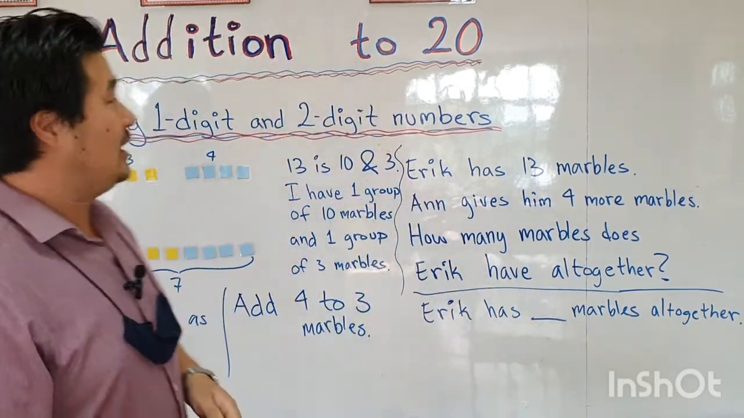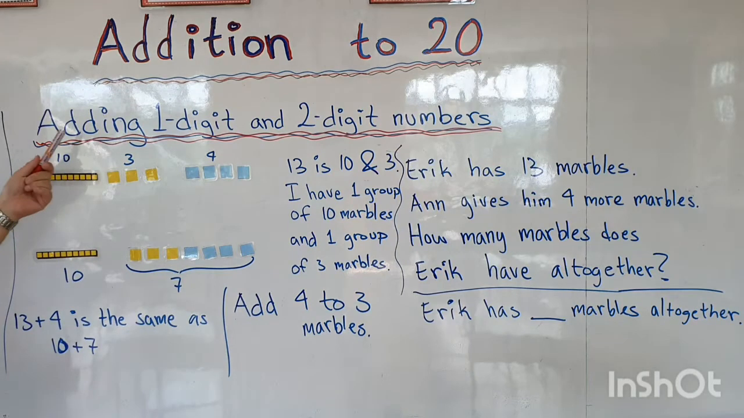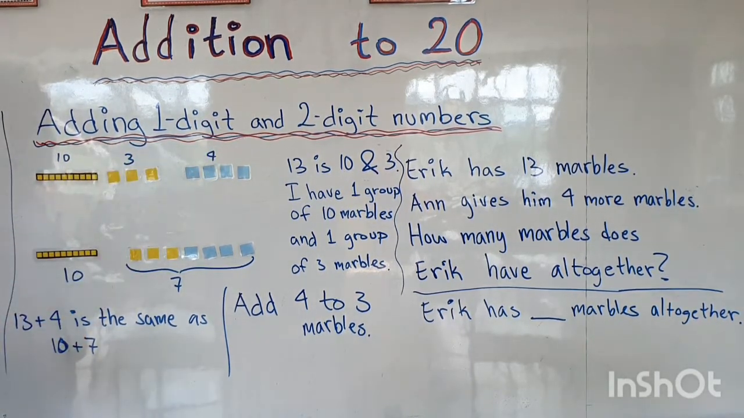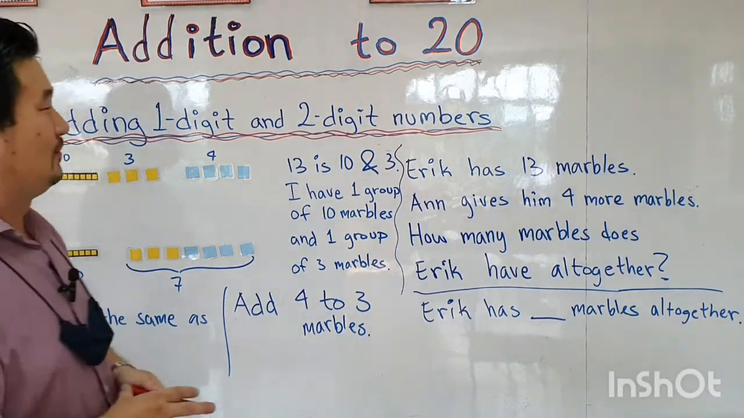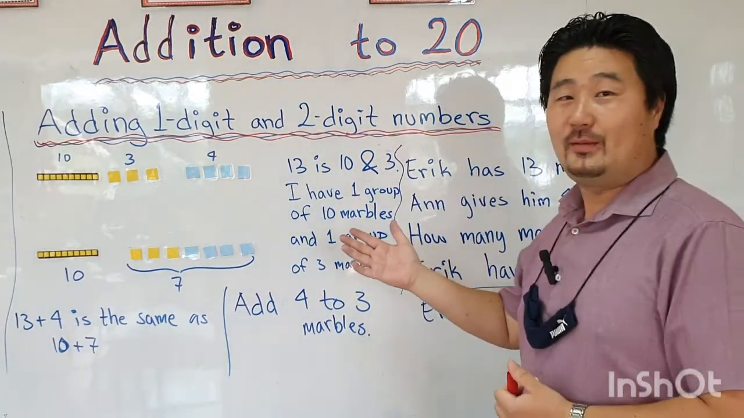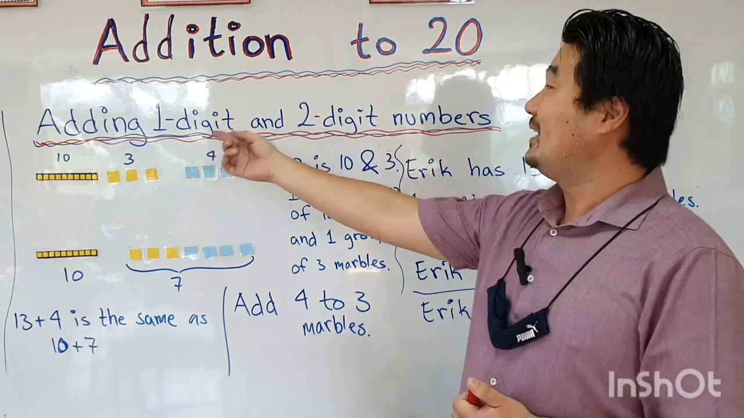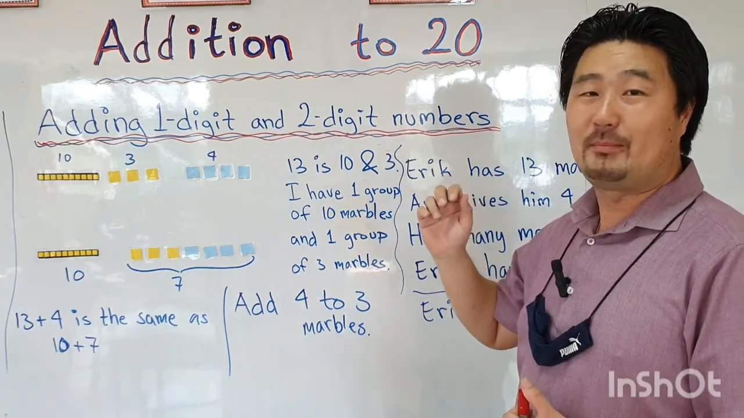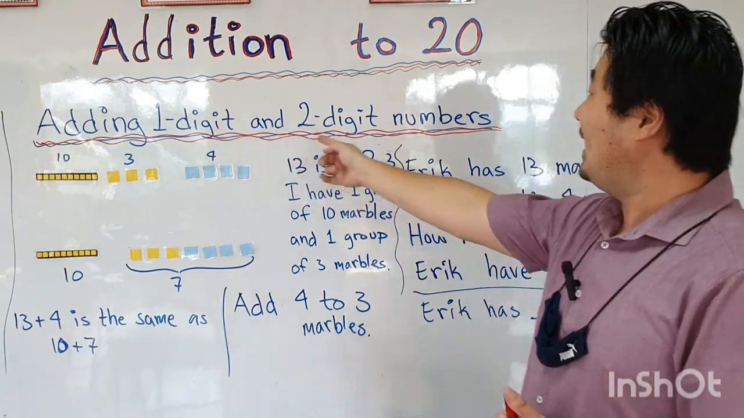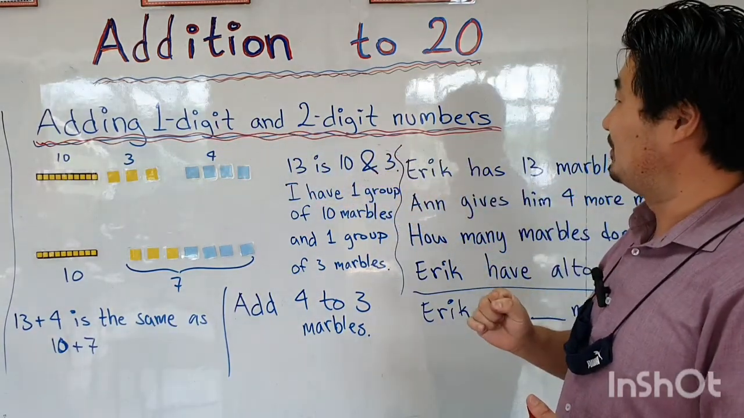So, in this video clip, we are going to talk about adding one-digit and two-digit numbers. Yay! You remember in the last video clip, we were talking about adding two one-digit numbers together. So now we have one digit and two digit numbers.